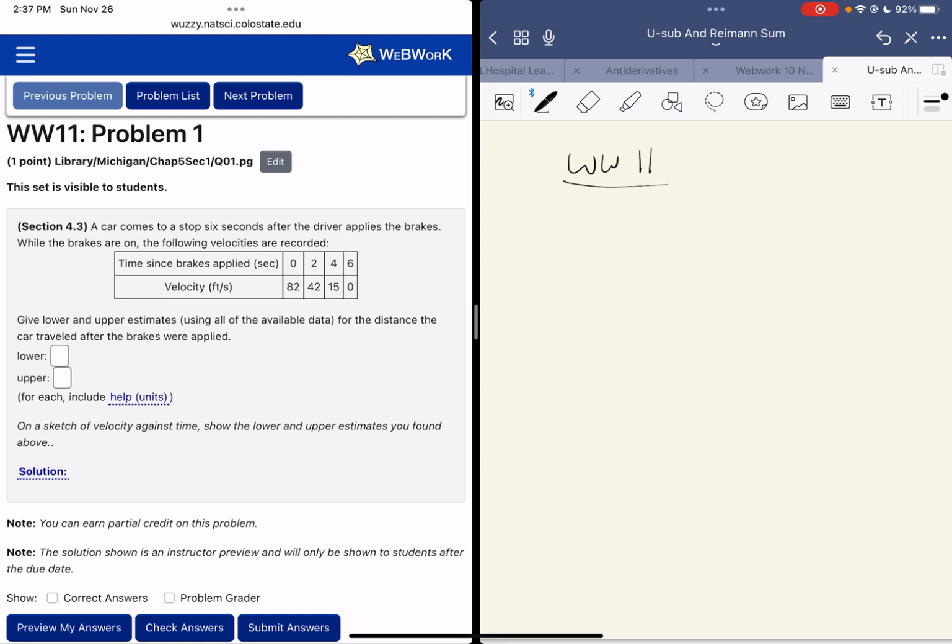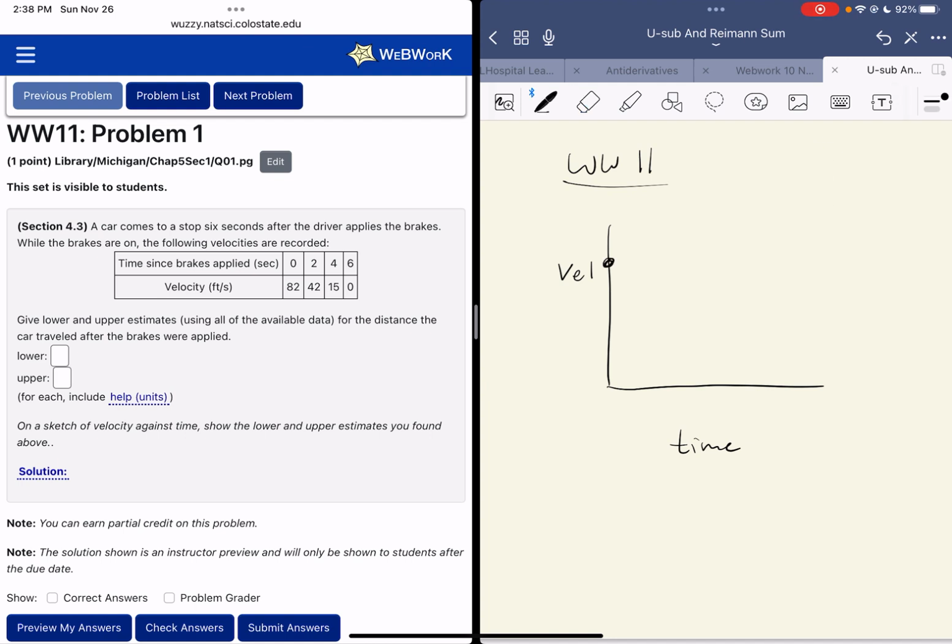It's just approximating things. So, for example, this first problem: a car comes to a stop after 6 seconds, and then they give us this little table here where we know the car's velocity, and we know the time. The reason I flip it is because I want to think of velocity as the y-axis and time as the x-axis. So if we look at the first column, we have 0, 82, and that's going to correspond to the point (0, 82). So that's somewhere around here.